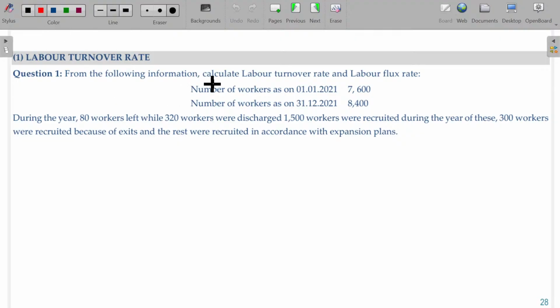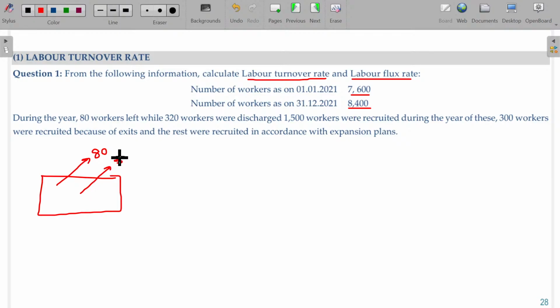Now, from the following information, calculate labor turnover rate and labor flux rate. Number of workers on 1/1/2001 was 7,600, and at year end 8,400. During the year, 80 workers left while 320 workers were discharged. So 80 left, 320 discharged. How many employees have left us? Total 400. This will be called the separated number of employees, the employees separated from us.